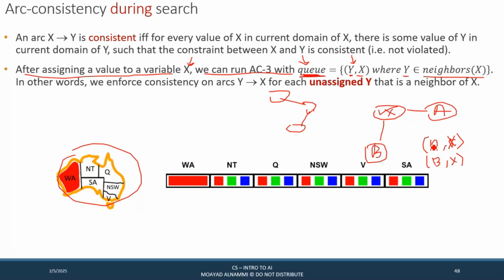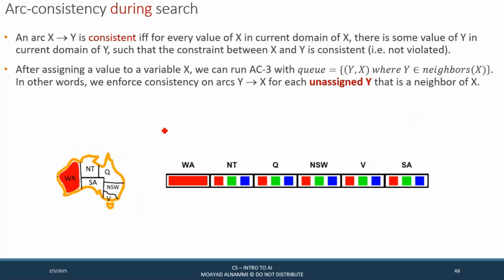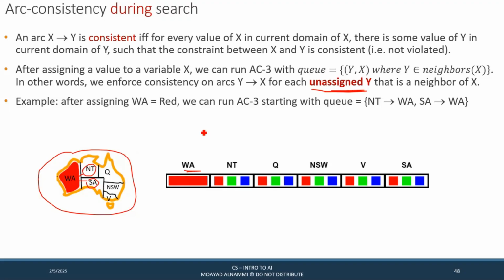And when AC3 runs, there is potential that I modify the domain of B. And so if B had a neighbor, that arc will also be added, and so on, propagating the arcs. And you should only add the unassigned neighbors, because there's no point in adding the assigned neighbors. So at this point in the search, I have assigned WA a value. That means if I want to run arc consistency, I add the unassigned neighbors of WA. The unassigned neighbors would be the arc NT goes to WA and the arc SA goes to WA. So we can run AC3 with the arcs NT goes to WA and SA goes to WA.